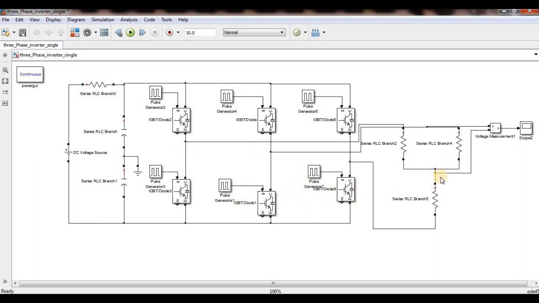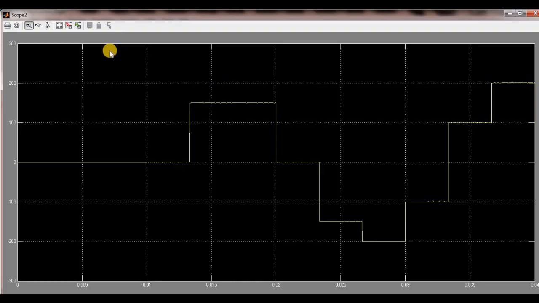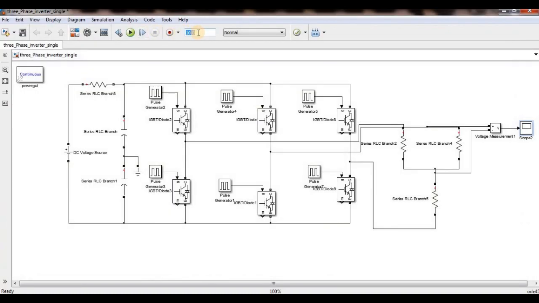Because there is no ground path here, current flows through one switch and returns through another switch to the negative path. So here there is no ground, so my output will be like VDC. See, actually not VDC sometimes, because these two switches will be simultaneously switched on. See, this is my output. I will make it infinite.